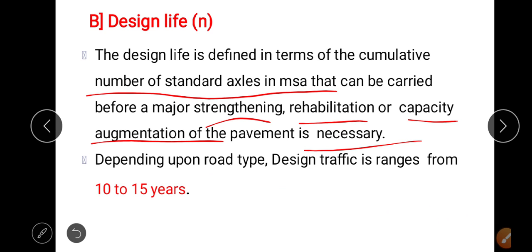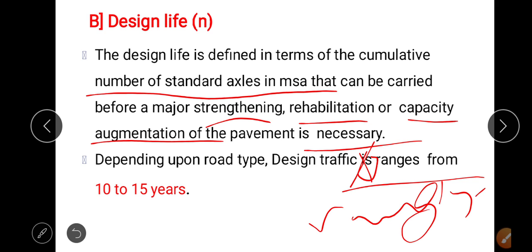Depending upon each and every road, it need not come under this category. Wherever it is required, we have to consider all these. Depending upon road type, design traffic is ranging from, instead of ranges, if you remove the 'es' it should not be there, if you want to say ranges. If you add 'ing', then it should be ranging.